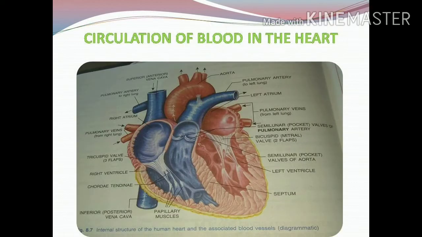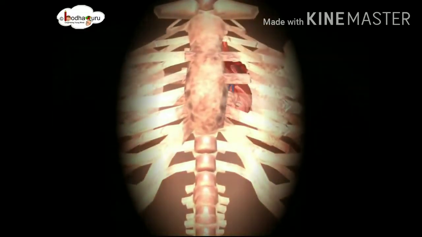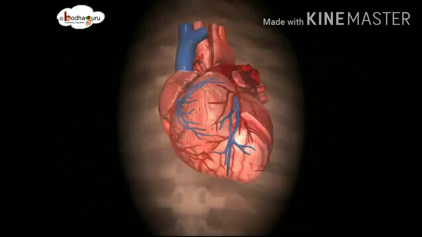Next, we can study circulation of blood in the heart. So here you can study how the blood will circulate in the heart, as well as focus on the internal structure of the heart. It is a muscular organ which is protected by the rib cage.